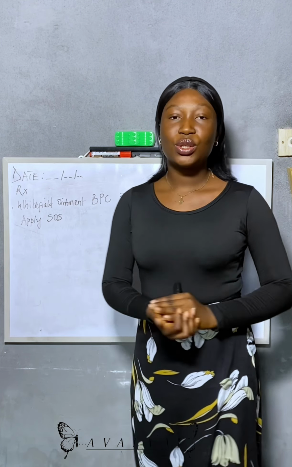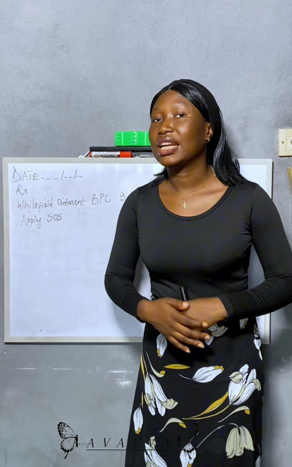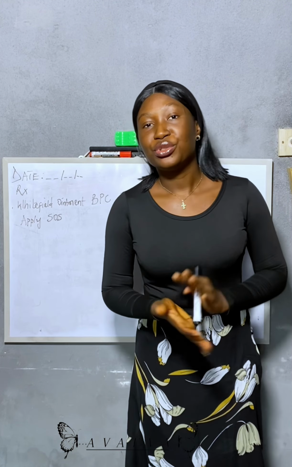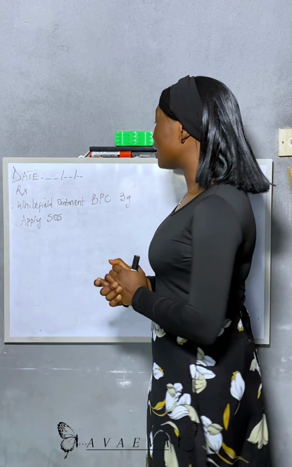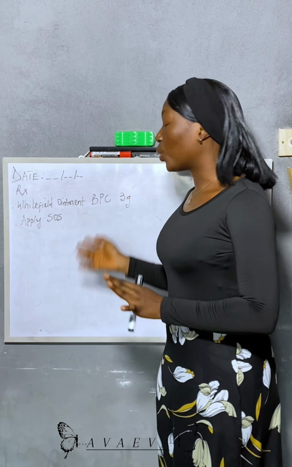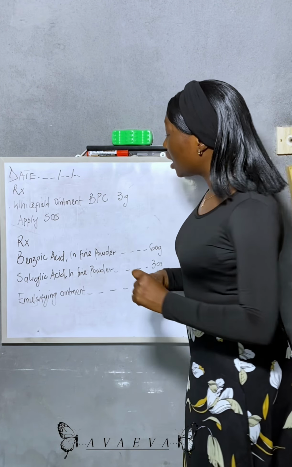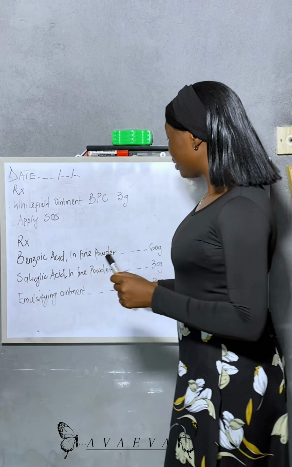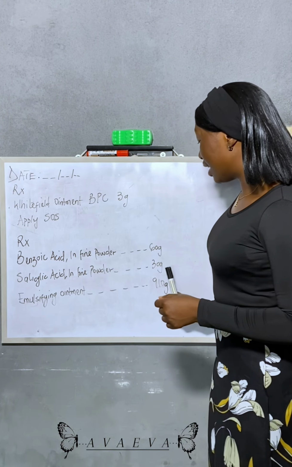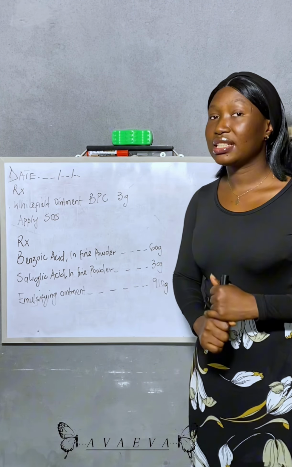Here we can see also that this preparation is a BPC preparation, and like I said in the last episode, all you need to do is to look for your British Pharmaceutical Codex and write down the ingredients that are necessary in preparing Whitfield ointment. Now this is what we are going to be working with. We have benzoic acid in fine powder 60 grams, salicylic acid in fine powder 30 grams. We have emulsifying ointment 910 grams.